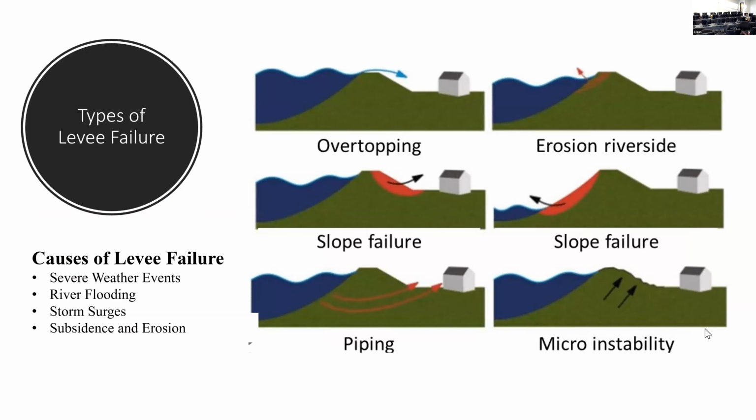So there are different types of levee failure. The most common levee failures are presented here: overtopping, erosion of the riverside, slope failure on both sides of the levee, and then piping and micro instability. And the main causes of these failures are severe weather conditions, river flooding, storm surges, and subsidence and erosion.